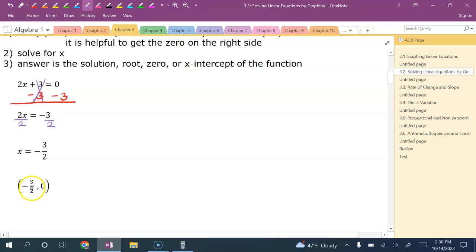And I would get negative 3 over 2, comma 0, or negative 3 over 2. And the reason why it's written comma 0 there is because if it's an x-intercept, all x-intercepts are written as the solution and then comma 0 because they're on the x-axis, so there's no y movement. It all just stays on the x-axis there. It's not going to move up or down at all, so that's why y is always going to be 0.